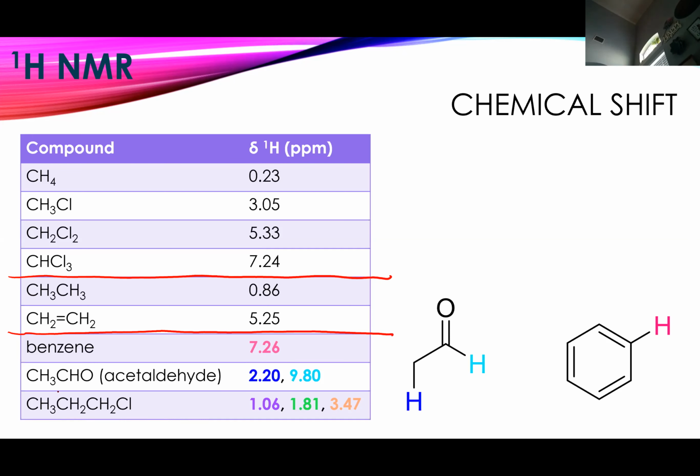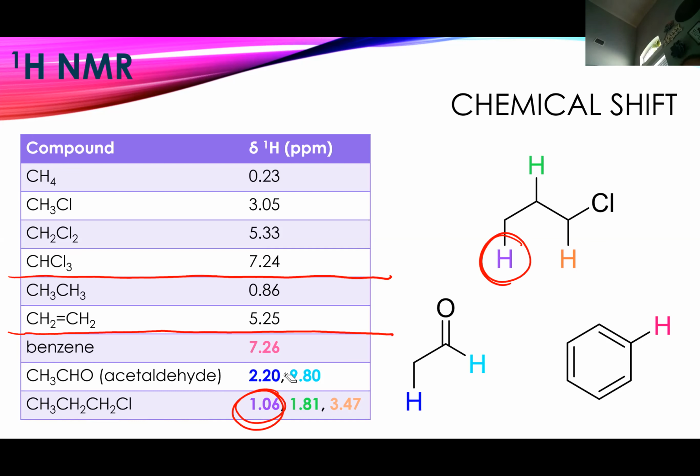And then in our last example here, we have 1-chloropropane. Our hydrogen that's farthest away from chlorine is honestly hardly affected. It's at 1.06, which is pretty normal, maybe just a little high for a methyl group. The CH2 is kind of affected, not a lot, but by the time you get to this CH2 that's directly attached to the chlorine, you're at 3.47.